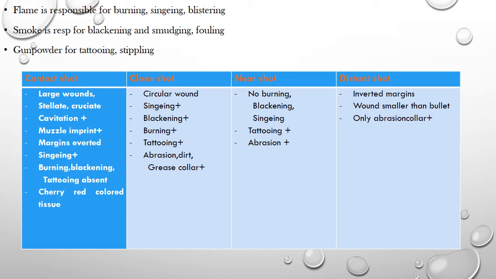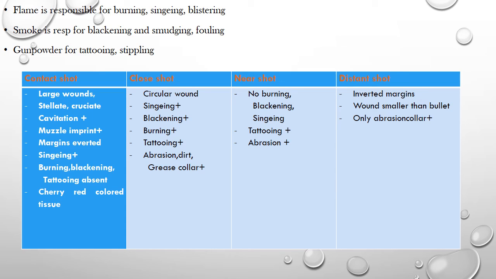In close shot, the wound is circular and singeing is present, blackening, burning, tattooing all are present because the gunpowder and the heat will be dispersed over the target. Abrasion collar, dirt collar, grease collar are also present in case of close shot. Grease collar is due to lubricant used in the barrel or gun.